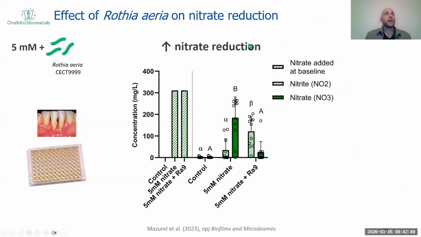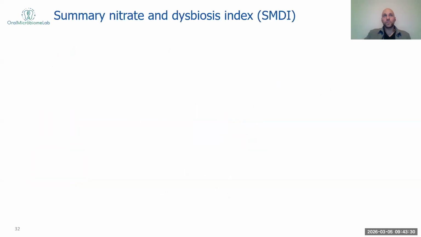And one thing that Rothia aeria addition clearly did was increasing the nitrate reduction capacity. So this is the nitrate that we added at the beginning, and just the subgingival plaque reduced around half of the nitrate. While when adding Rothia aeria, when combining that with the subgingival plaque, much more nitrate was reduced and much more nitrite was produced, which is this light green bar. So Rothia aeria could stimulate nitrate metabolism, which is relevant for oral and systemic health. And that's another reason why we want to keep exploring this probiotic candidate in clinical studies.